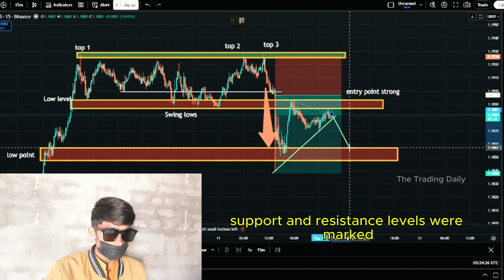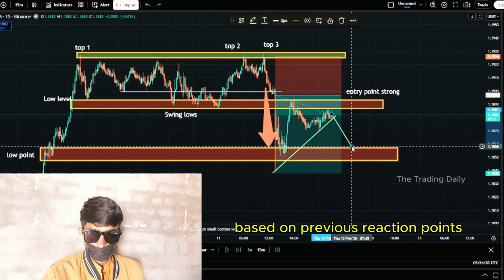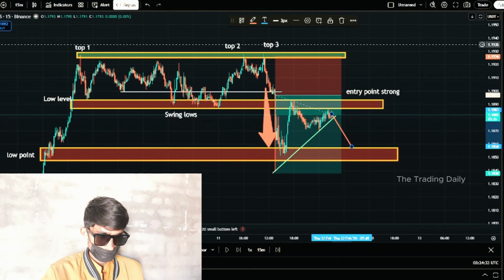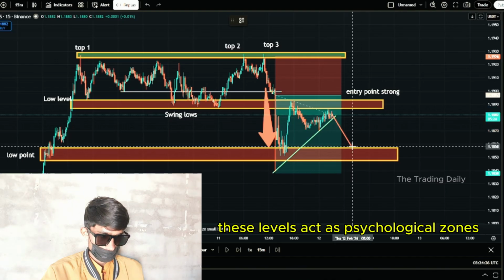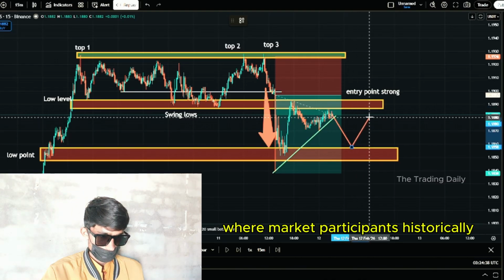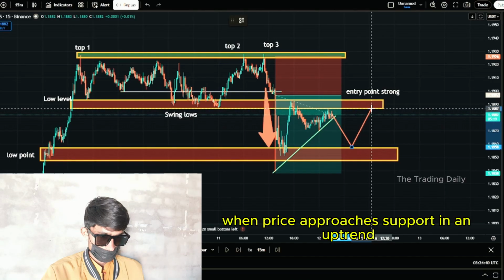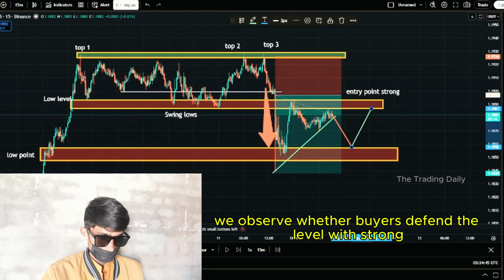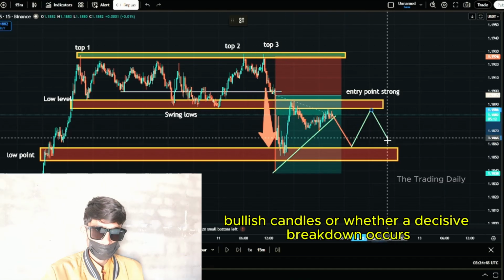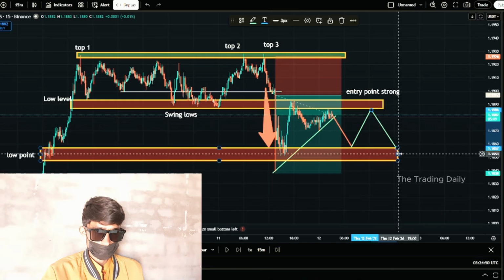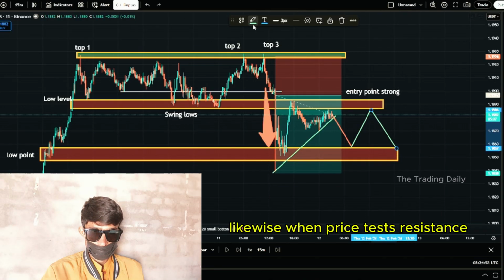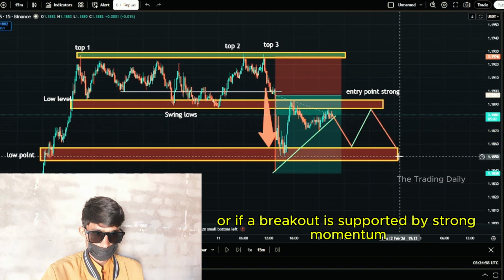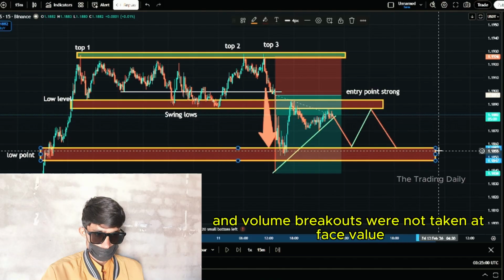Support and resistance levels were marked based on previous reaction points, where price demonstrated strong rejection or consolidation. These levels act as psychological zones where market participants historically showed significant interest. When price approaches support in an uptrend, we observe whether buyers defend the level with strong bullish candles or whether a decisive breakdown occurs. Likewise, when price tests resistance, we assess whether bearish rejection appears or if a breakout is supported by strong momentum and volume.